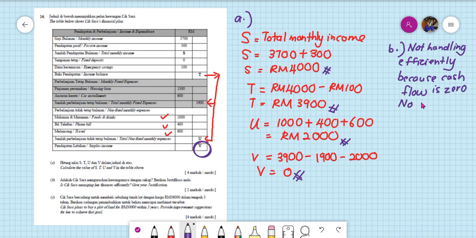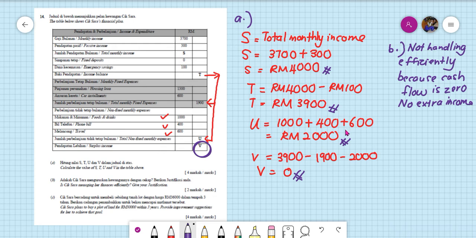If you look at her passive income, she only has a passive income of 300, so she has no extra income. She has more on expenditure, so she spends whatever she earned. So we have already answered question B.